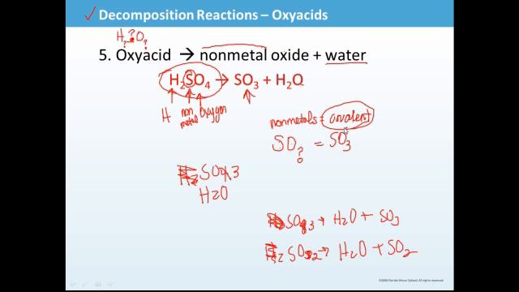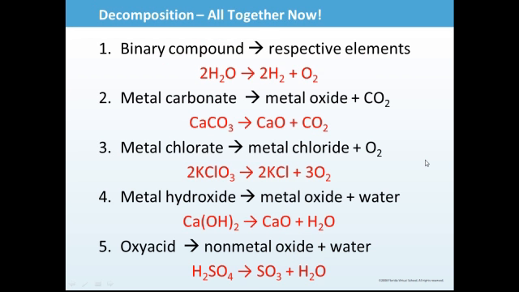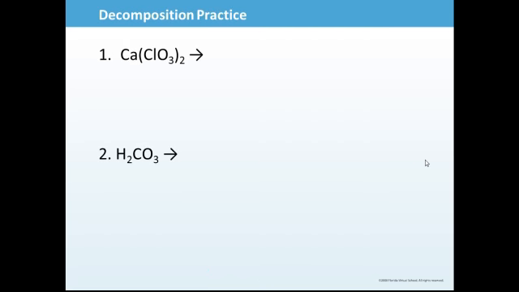Ionic uses common charges. All together now. Remember that decomposition has one reactant. It is the only reaction that has one reactant. And then you can find what type of reactant you have, and then this will tell you what you're going to form. We are going to do a couple of practice problems.